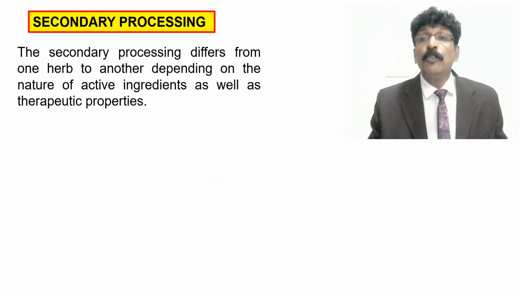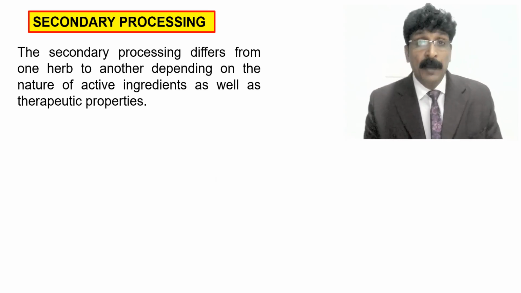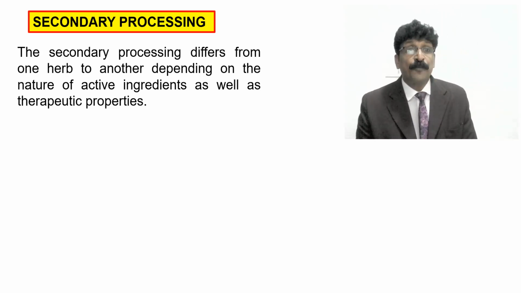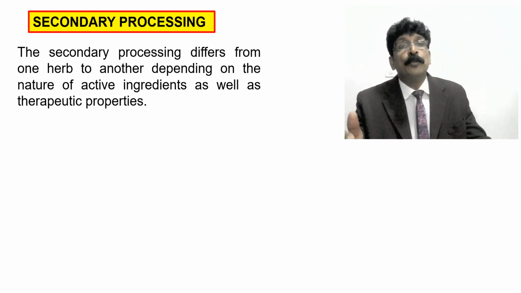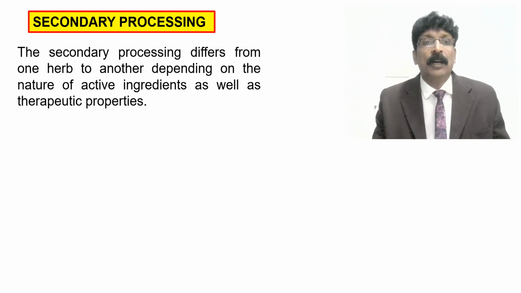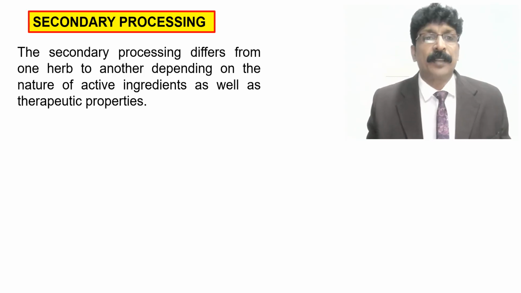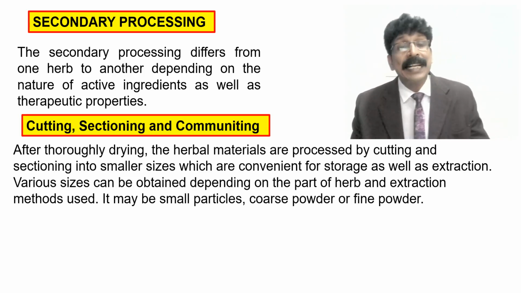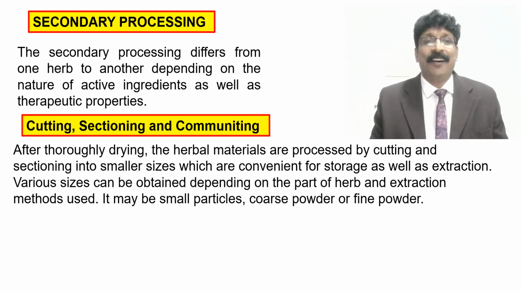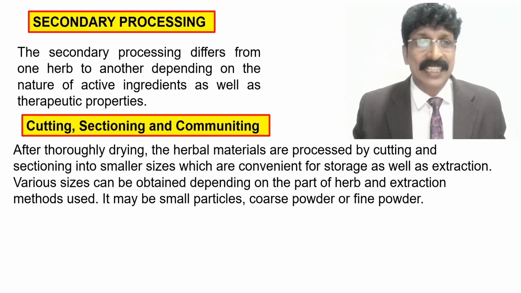When it comes to the secondary processing of herbal raw materials, the secondary processing differs from one herb to another depending on the nature of the active ingredients as well as therapeutic properties. Cutting, sectioning and comminuting. All this you might have studied in the pharmaceutical engineering subject in second semester.